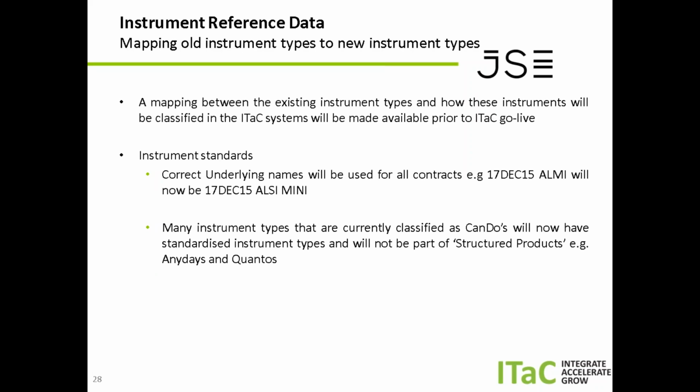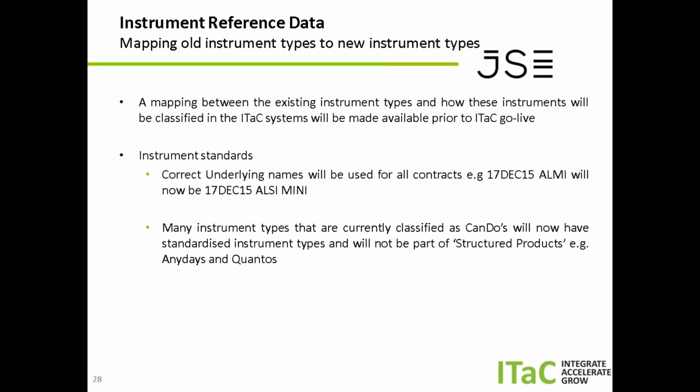All right, then for ITaC, we might end up having new instrument types, or they would be called different names compared to the current world. So this mapping will be provided as well. In the new world, the ORMI will have its correct name. So instead of the ORMI contract being called ORMI, it will now say ALSI Mini. So that's another difference that you need to cater for.